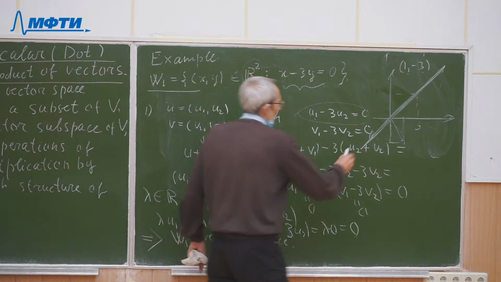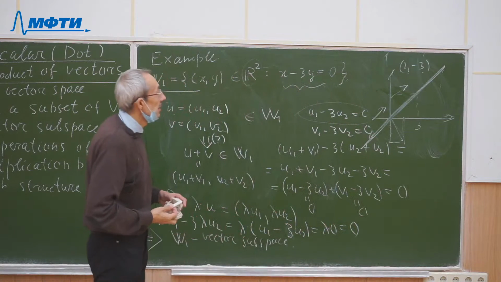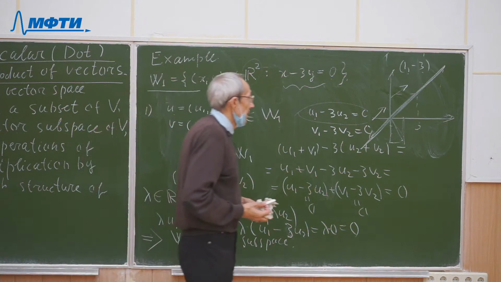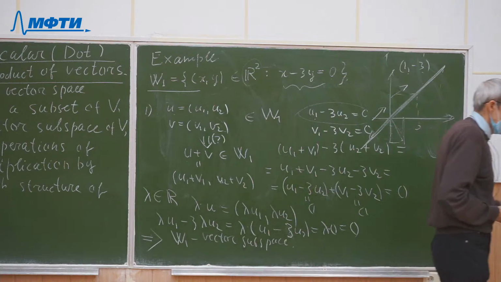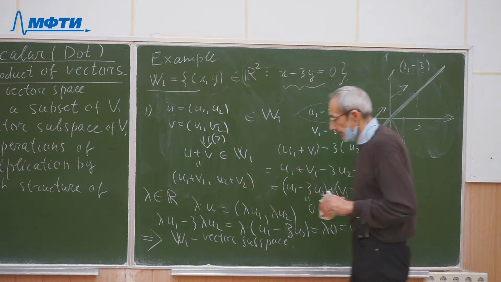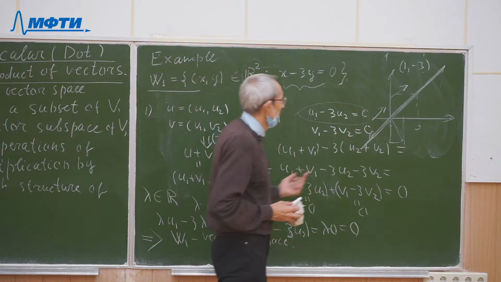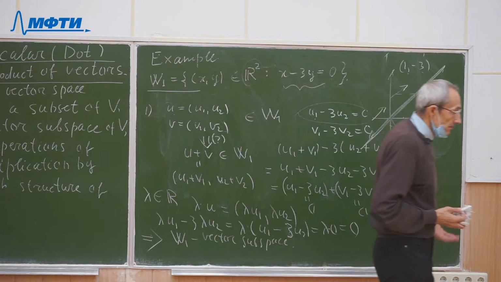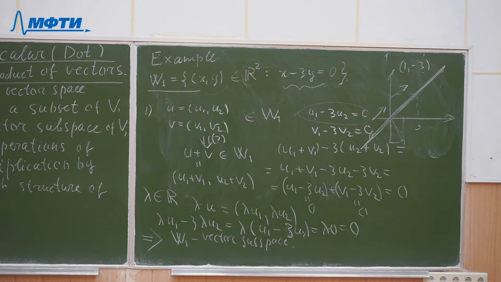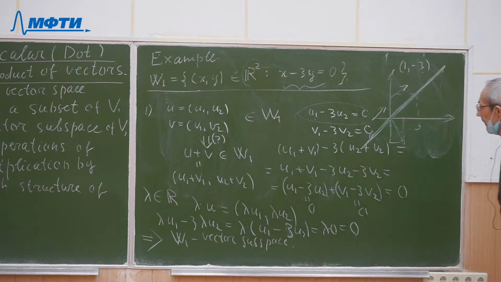The sum of such vectors, the vectors which are also parallel to the straight line, and scalar multiplication of any such vector for any real number is also parallel to the straight line. And it is evident enough that this subset is a vector subspace.